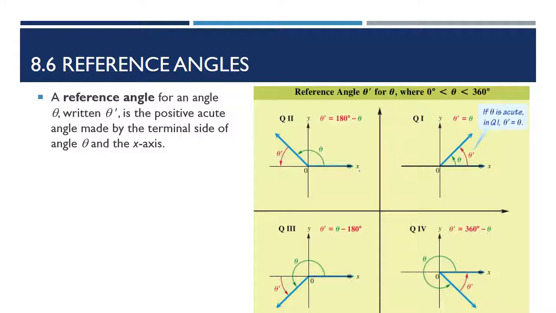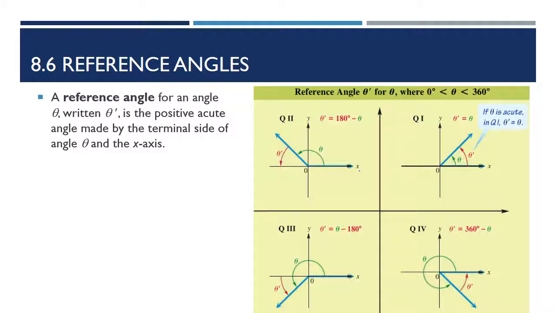Here we have a chart. We're going to talk about reference angles for a minute. A reference angle for an angle theta, written theta prime, is the positive acute angle that is made by the terminal side of angle theta and the x-axis. So when we talk about reference angles, what you're going to do is take the angle they give you and go to the terminal side and look at the angle made by the terminal side and the closest part of the x-axis to it.